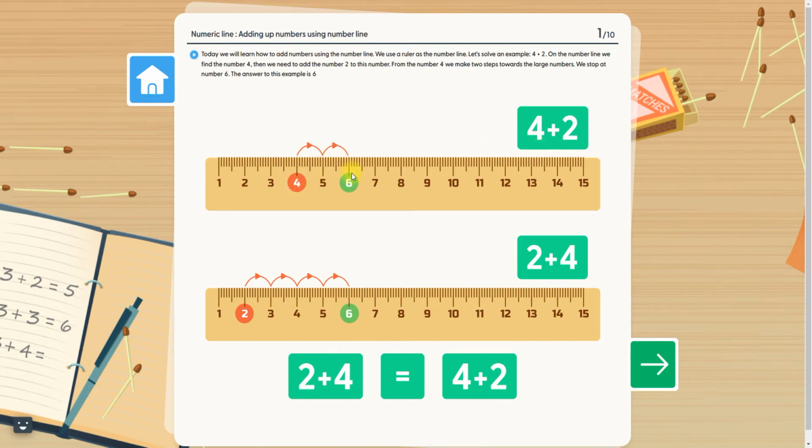From the number 4 we make 2 steps towards the large numbers. We stop at number 6. The answer to this example is 6.